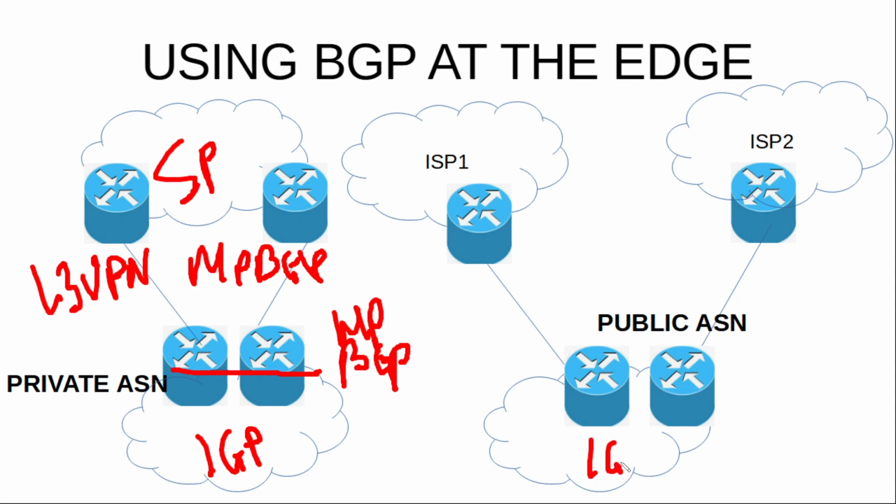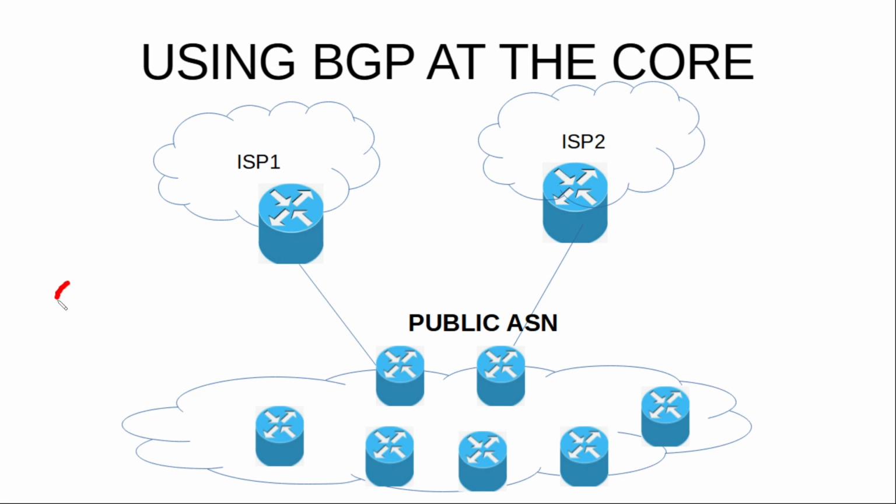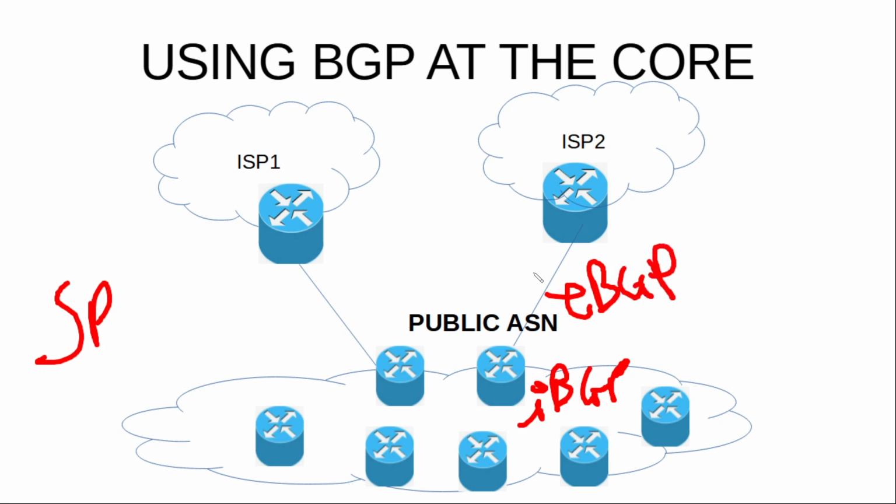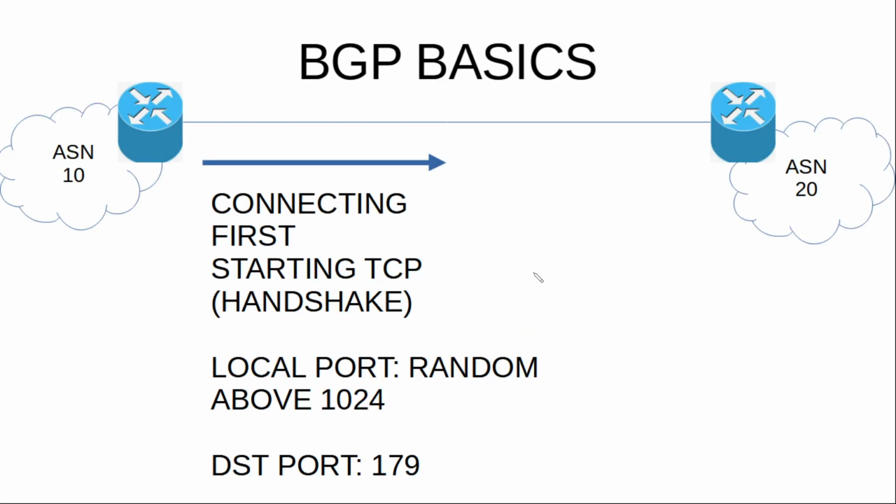For instance, when connected to the internet, you will use BGP only on the border. But if you are, for instance, a service provider, you will use BGP across all your internal network. You will be using iBGP and eBGP with your providers and customers. So the type of BGP, whether it is eBGP, iBGP, or multi-protocol BGP, depends on what you are going to use BGP for. So let's go for the BGP basics.